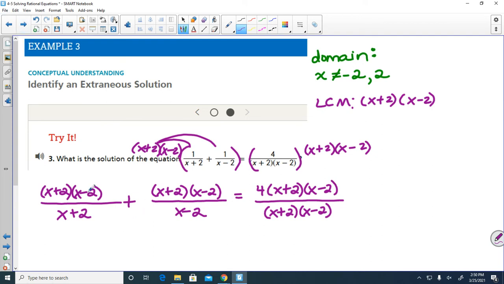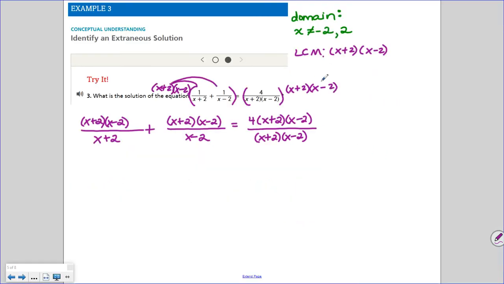So now I look and say, okay, these fractions are supposed to have been eliminated at this point. So let's see what happens. In the first fraction, the x plus 2's divide out, and I'm left with x minus 2. In the second fraction, the x minus 2's divide out, I'm left with x plus 2. In the third fraction, the x plus 2's divide out, the x minus 2's divide out, and I'm left with 4. Hey, no more fractions. So now I'll solve.